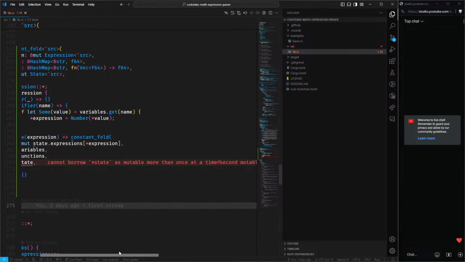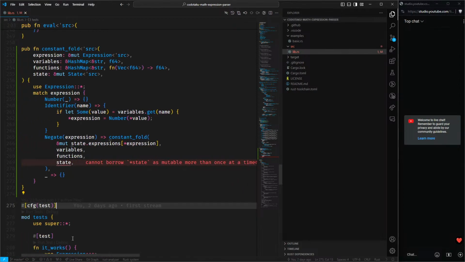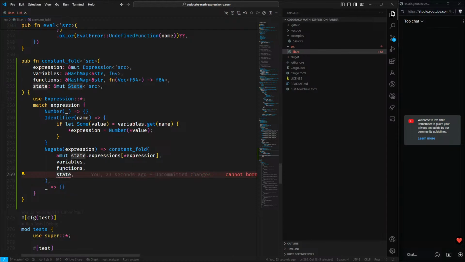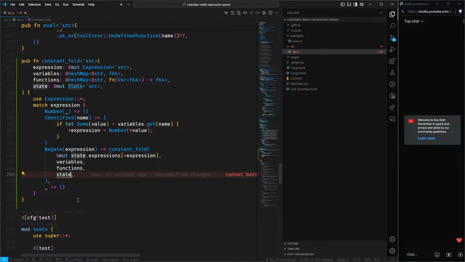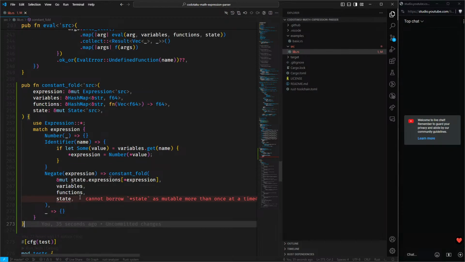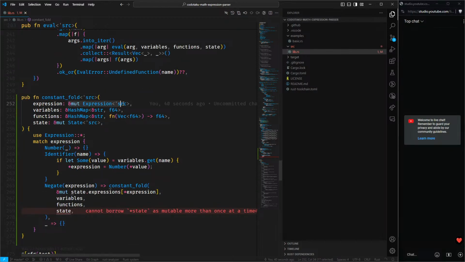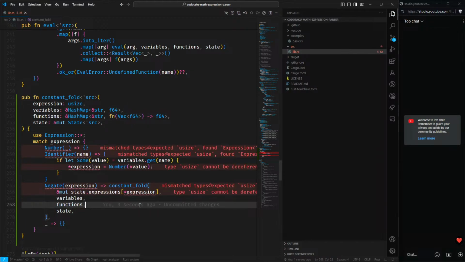Cannot borrow state as mutable more than once at a time. Second mutable borrow occurs here. So this is the problem. I'm not sure if there is another way to fix this, but this is the problem that I was talking about. Here we're trying to give a mutable reference to a state, but we're also giving a mutable reference to one part of the state once again. So we're getting two mutable references, which of course the borrow checker wouldn't allow. So that's why it would be better to actually use usize here. And let's go.